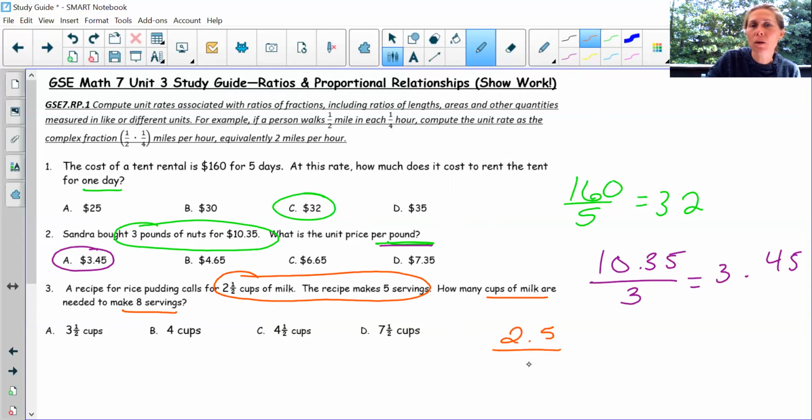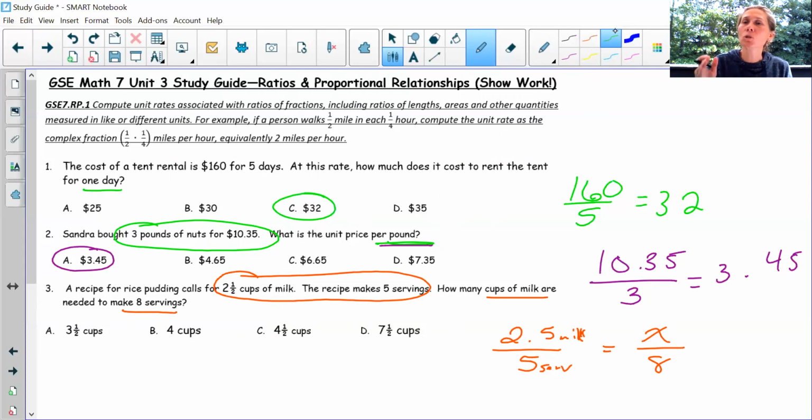2.5 cups of milk makes 5 servings. Now this is milk, and this is servings, but I want 8 servings. Now, remember the shortcut. We're going to do cross products, okay?